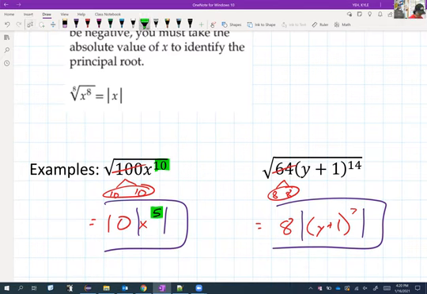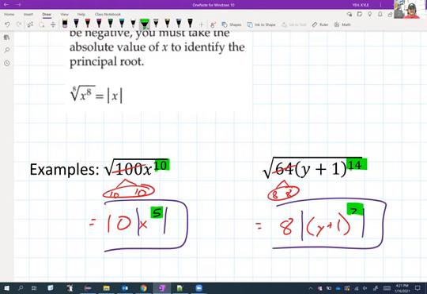And then on the second one, square root of 64, y plus 1 to the 14th. Square root of 64 is 8, and then y plus 1 to the 14th, we're looking for groups of 2. So it's kind of like 14 divided by 2. We have 7 groups. And we went even to odd. So we get 8 times the absolute value of y plus 1 to the 7th.